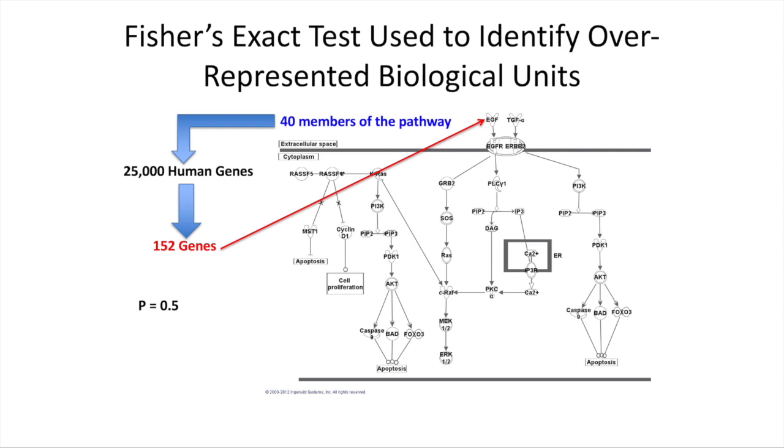Right? Probably not that unusual, correct? I mean, it can happen. But again, I'm drawing 152 times out of 25,000 genes. What happens if I get 3 now? Do you think that happens? Do you think that can happen by chance? Could, but it's probably unlikely.